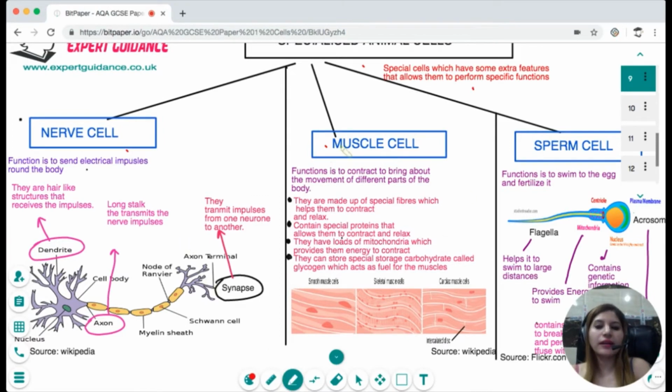structural characteristics they have. So, for example, a nerve cell. What is the function of the nerve cell? To send electrical impulses around the body. Now, this is the structure of the nerve cell.